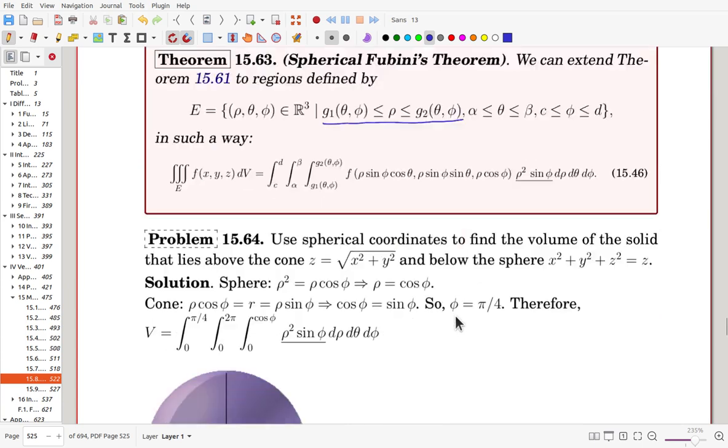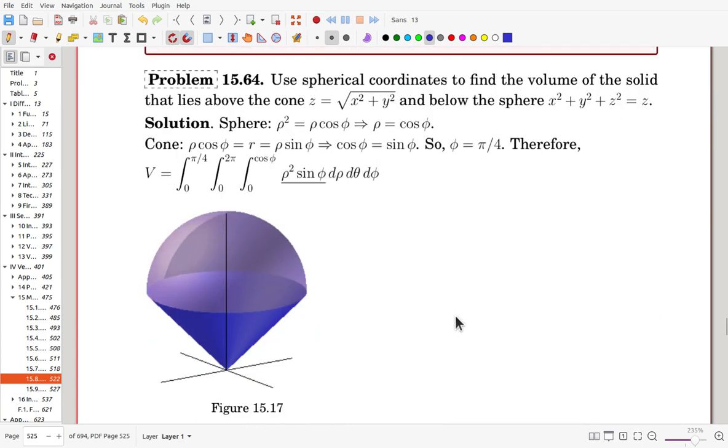Okay, let's try to solve this problem. Use spherical coordinates to find the volume of the solid that lies above the cone z equals the square root of x squared plus y squared. And in fact, once we consider the r component, that is the same as r anyway. And below the sphere x squared plus y squared plus z squared equals z.